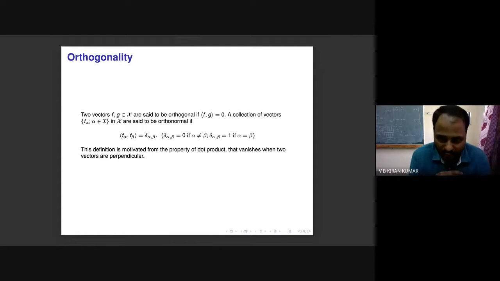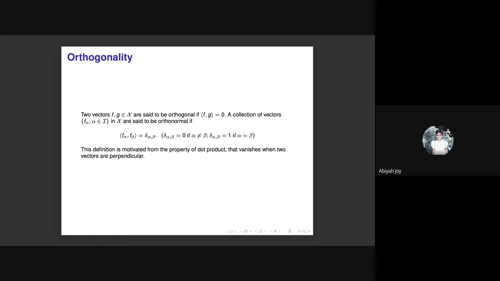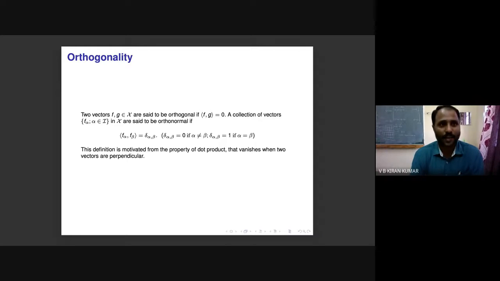Now orthogonality. Two vectors f and g are orthogonal if inner product fg equals 0. Recall that in the vector space with the dot product, two vectors are orthogonal. When do we say they are perpendicular to each other? Can you tell me, using the dot product? Dot product is 0. Yes, I didn't hear you.